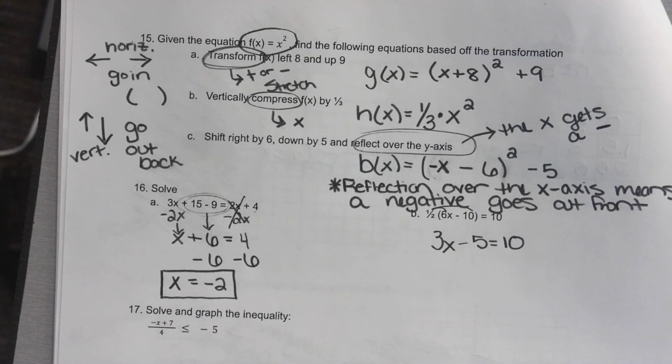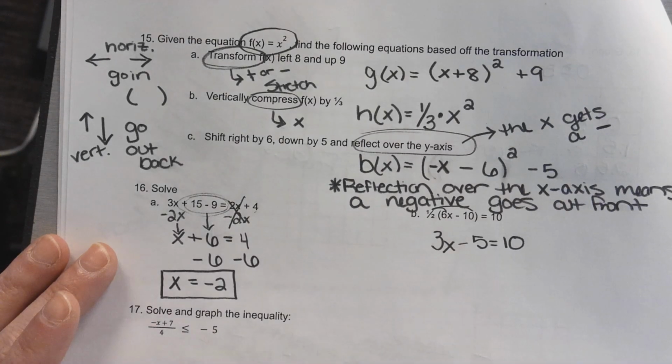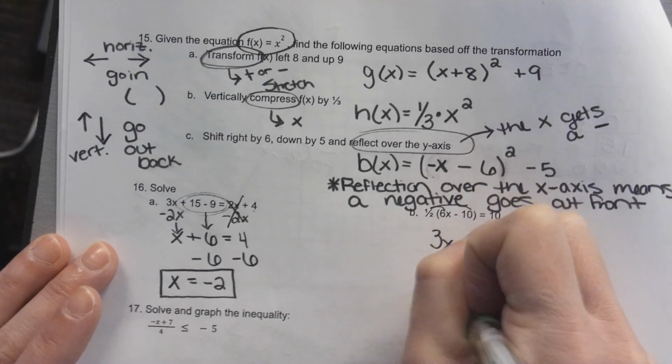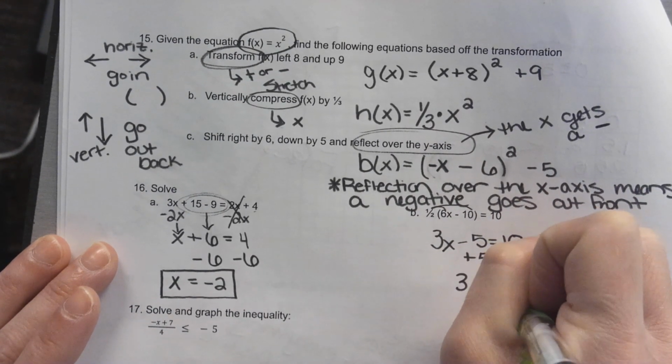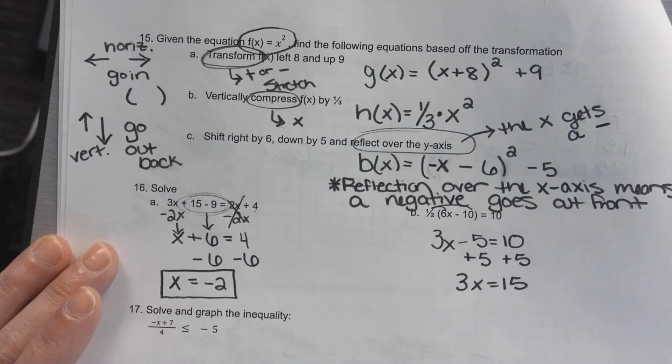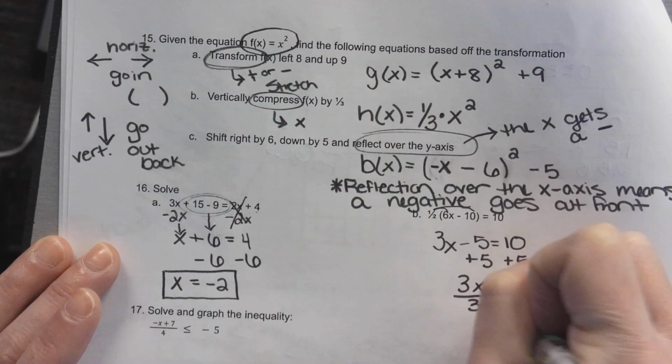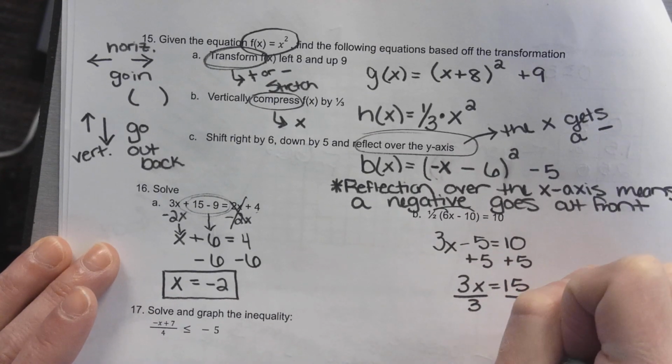What can I do to move the 5 away now? Yeah, let's add it over. So I get 3x equals 15. And then how can I solve for x? Yeah, let's divide by 3. x equals 5.